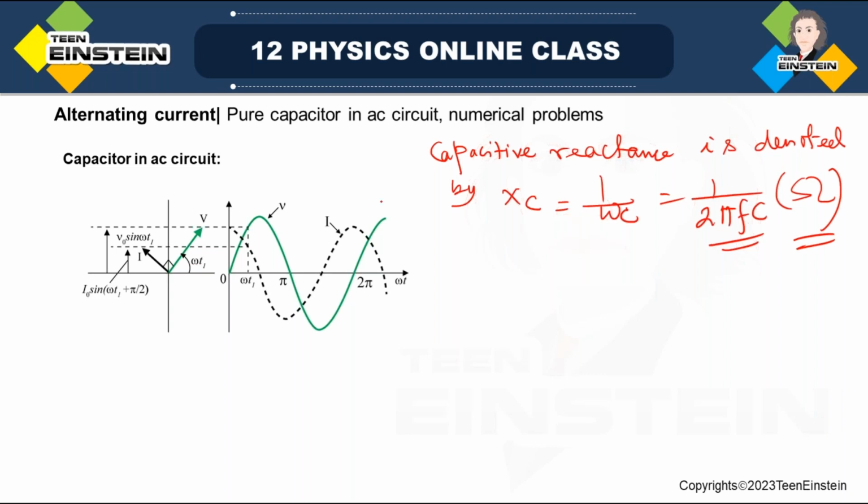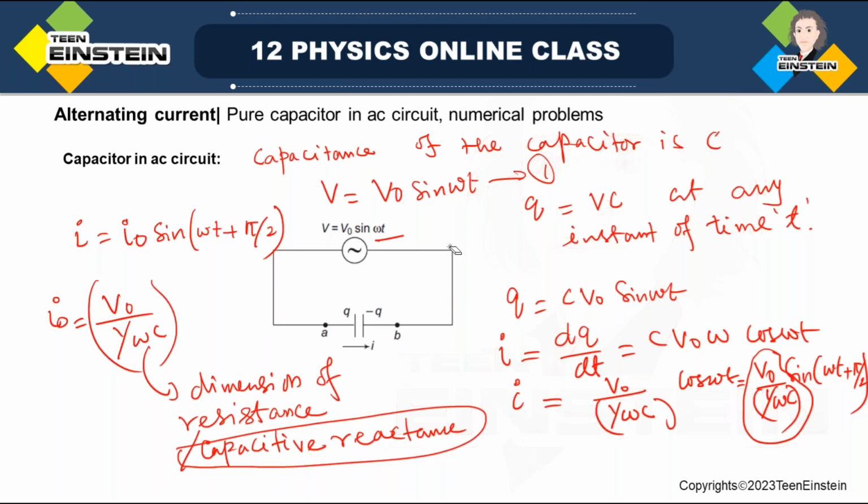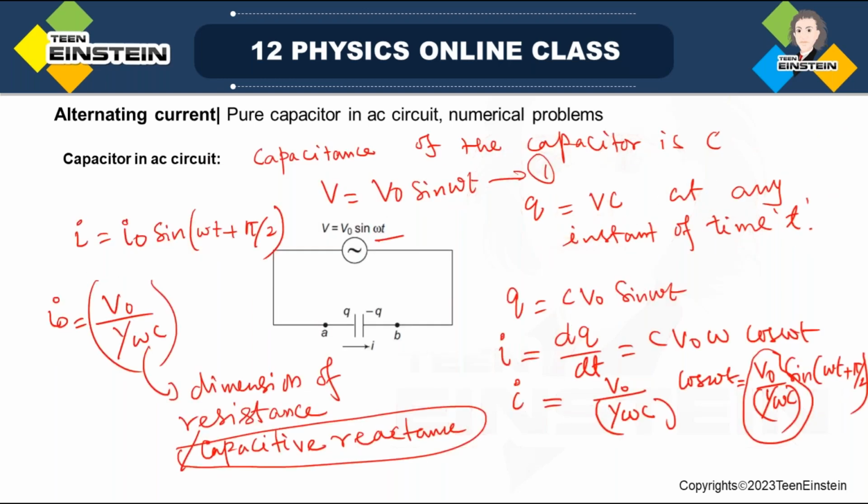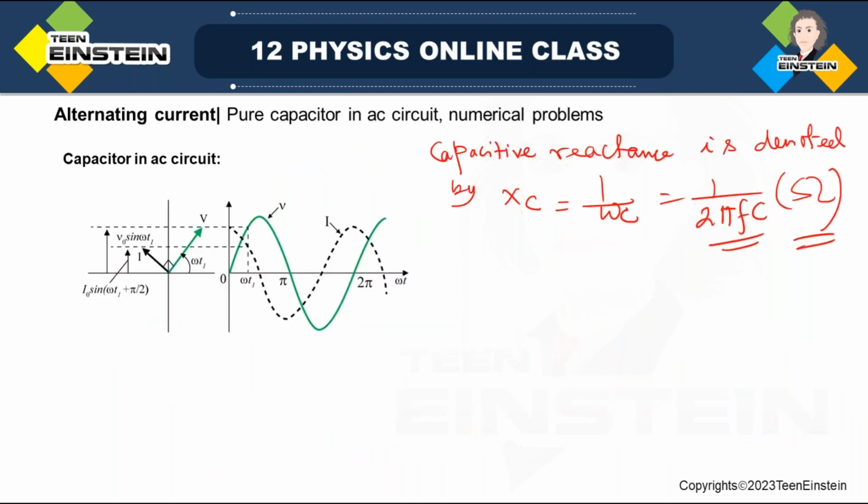Okay, now see, the point is here we have voltage V is equal to V0 sin omega t. This is the source voltage which is sent through the capacitor. But what is the current we get?